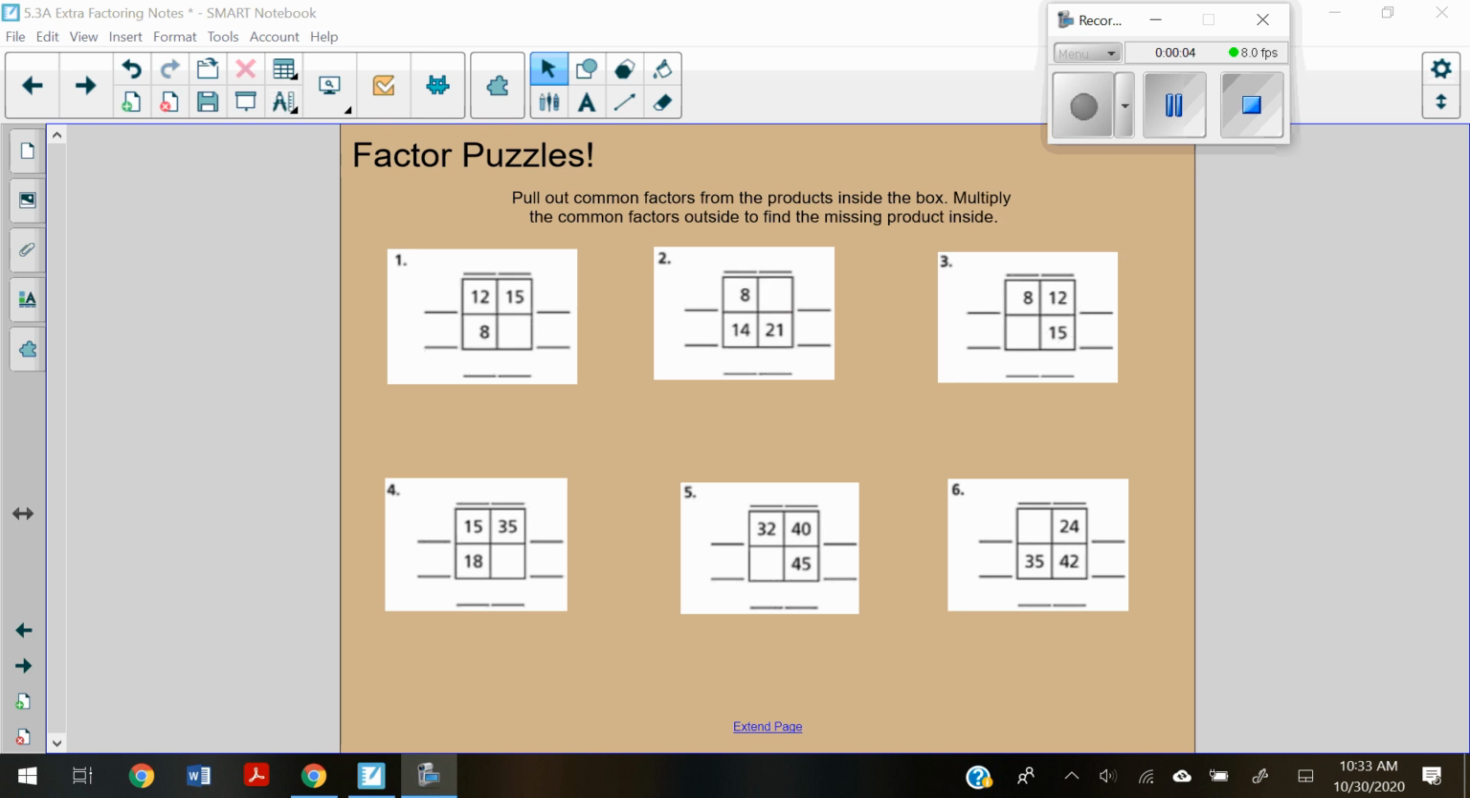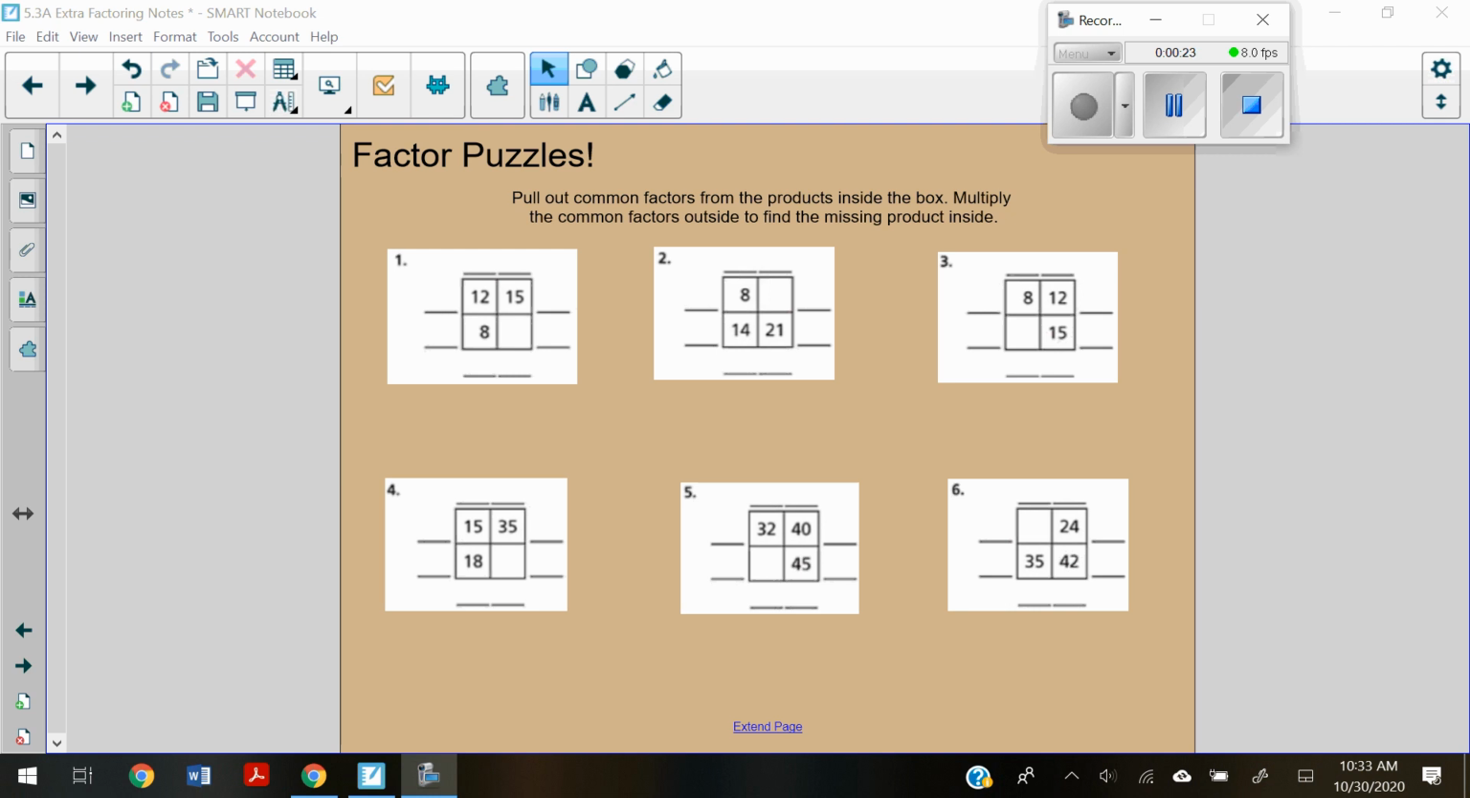Today we've got a little video on factoring, just a reminder to help us with our factoring that we learned in 9th grade. And we're going to use this to solve quadratics in 5.3. So here's some factor puzzles. I think you may remember doing some of these. So we're looking to pull out common factors from the products inside.